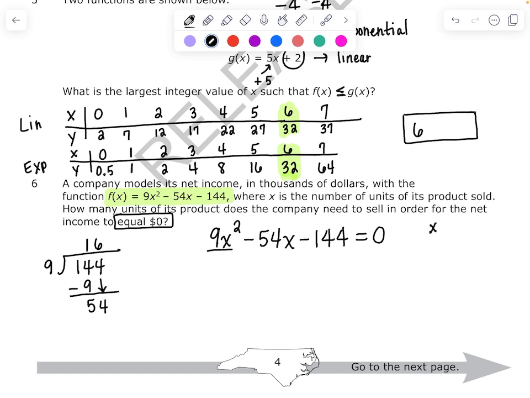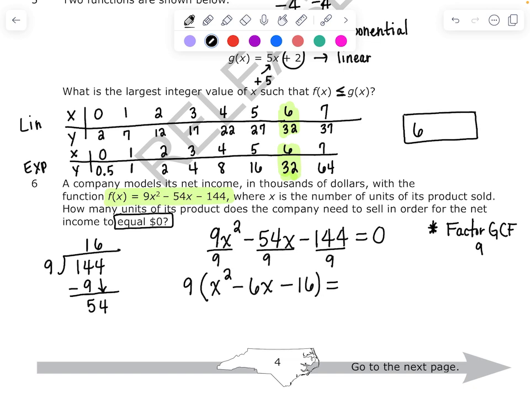So step 1, we are going to factor out the GCF. And we have identified the GCF is 9. So divide by 9, divide by 9, divide by 9. So pull the 9 out. That leaves us with x squared minus 6x minus 16 equals 0. We still have a quadratic because notice inside the parentheses we still have our x squared. So we're going to see if we can factor further. So again, we're going to keep the 9 on the outside.